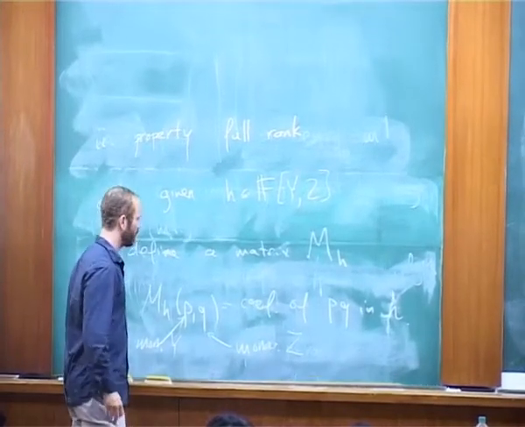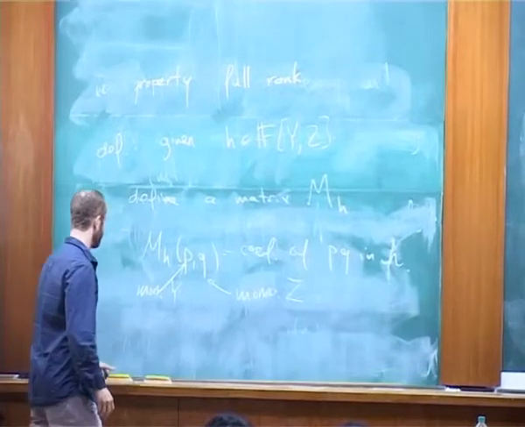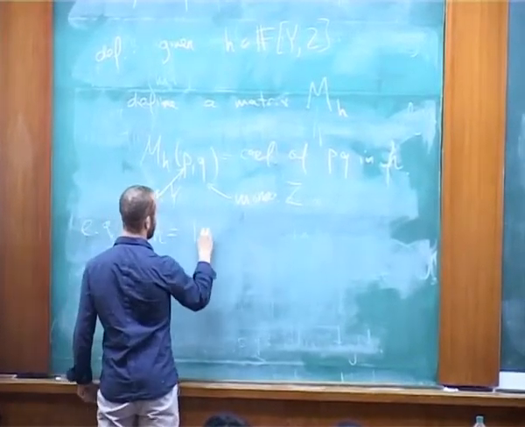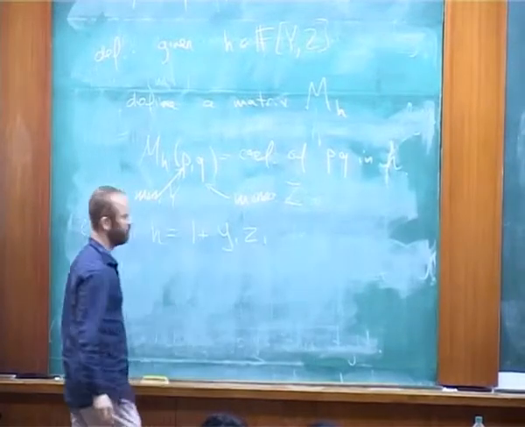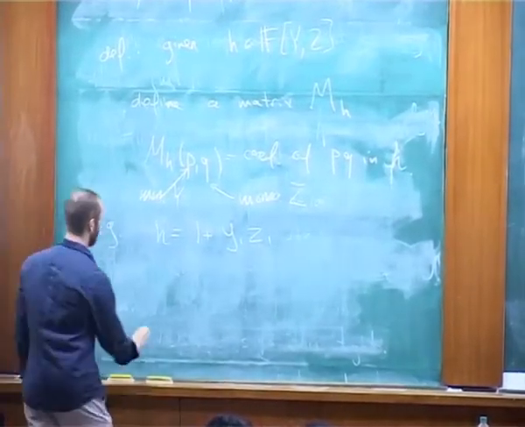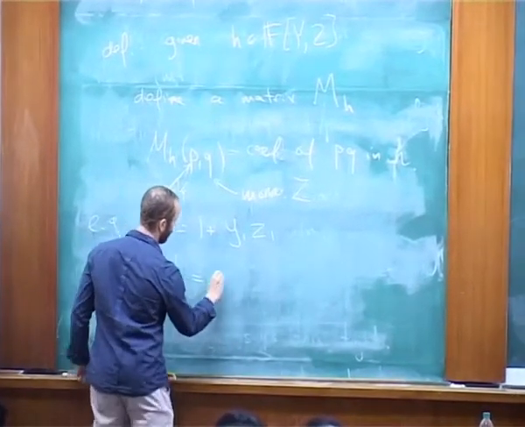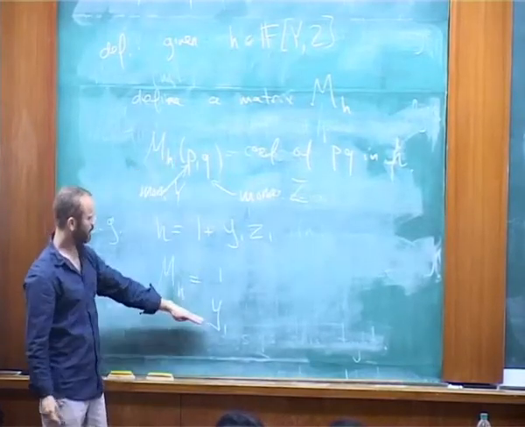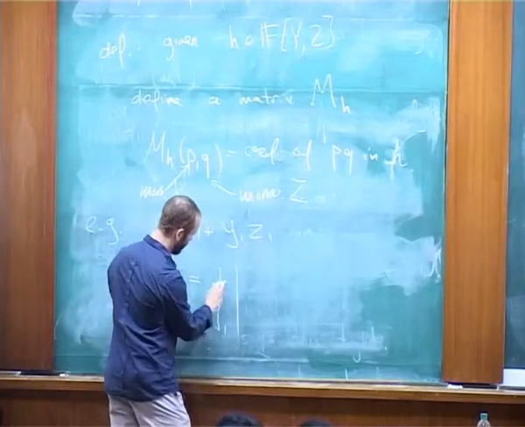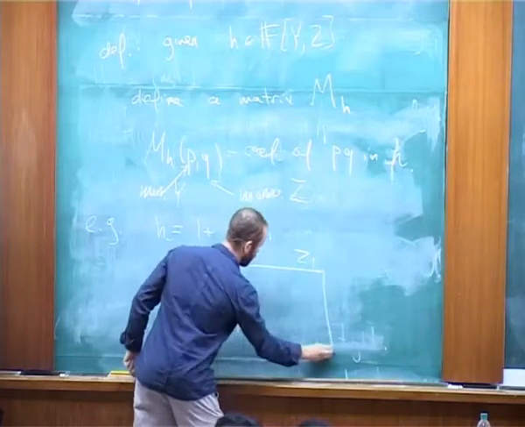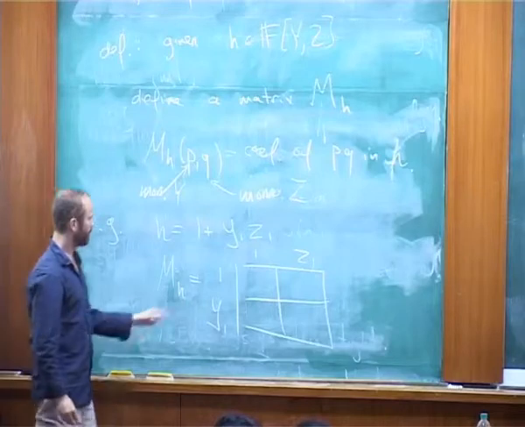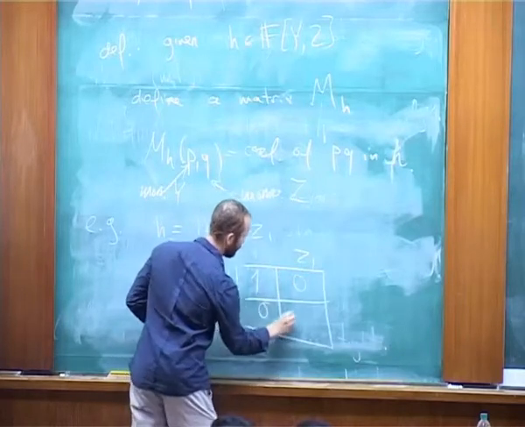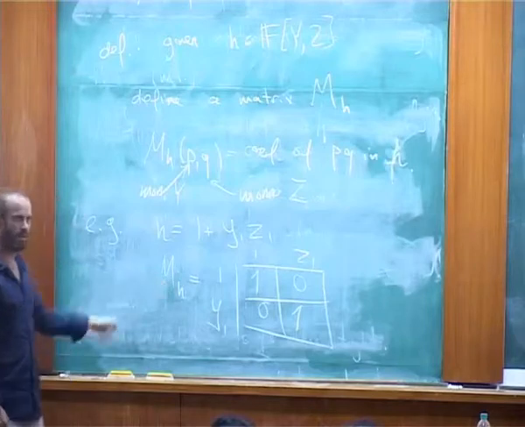So let's see an example. It's a very simple matrix. If h is 1 plus Y1 Z1, one polynomial of this form, then M of h has rows labeled by monomials in Y, which are 1 and Y1, and columns labeled by monomials in Z. In the position 1, 1, the coefficient is 1. In the position Y1, Z1, it's 1, and the off-diagonal entries are 0. So this polynomial corresponds to the identity matrix.